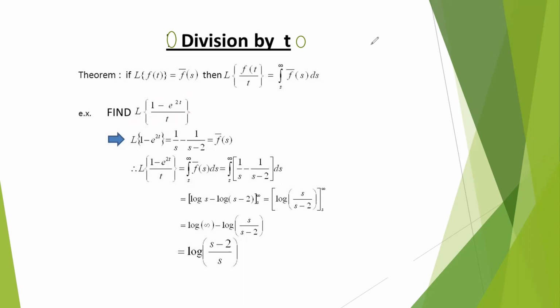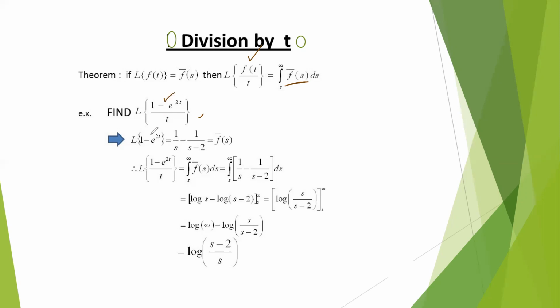Okay, so let us apply the division by t formula for the evaluation of Laplace transformation of 1 minus e power 2t divided by t. For that, we need f bar of s again. So what is f bar of s? As usual, this f bar of s is nothing but Laplace transformation of f of t. Right? So if f bar of s is equal to Laplace transformation of f of t, we should identify what f of t is. F of t is nothing but the numerator part given in the question. What is the numerator part in the given question? 1 minus e power 2t.